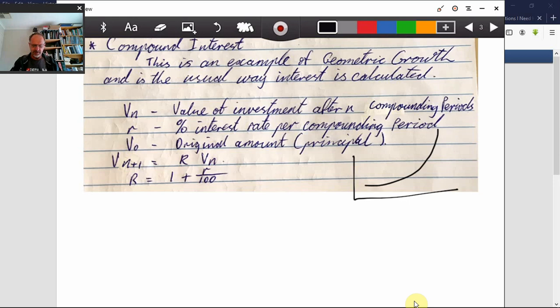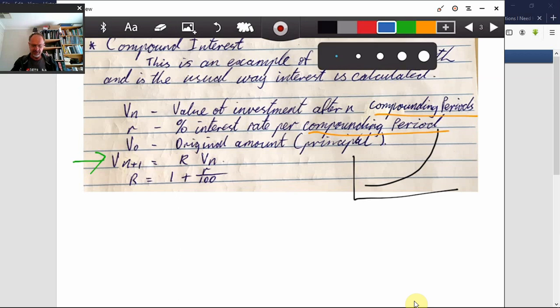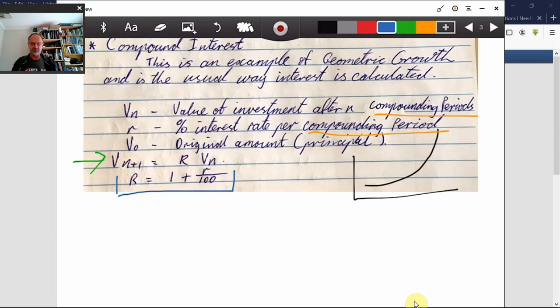So Vn is the value of your investment after n compounding periods. R is the interest rate per compounding period. So we notice we're using another term here, compounding periods. It just depends on when it's compounding, and we'll have a look at an example in a minute. V0 is our original amount, and then of course the recurrence relation: Vn plus 1 is R times Vn. And what is R? R is our ratio, and it's related to our interest rate. So 1 plus the interest rate on 100.